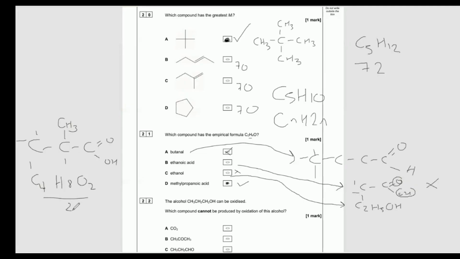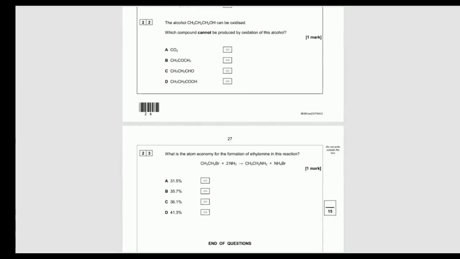So methylpropanoic acid has the molecular formula C4H8O2. Let's simplify that by dividing by 2 and we get C2H4O. Circle that there. That is the correct answer. So the answer here is D. All right, we're zinging on to the last two questions now. So nearly done, people. Stay with it.